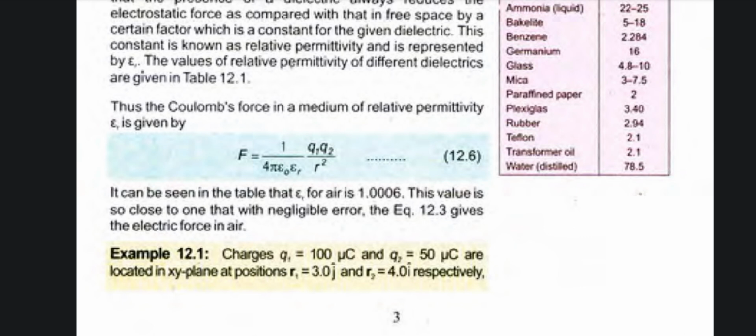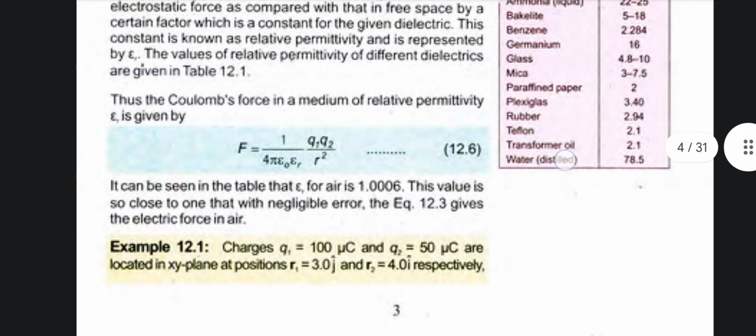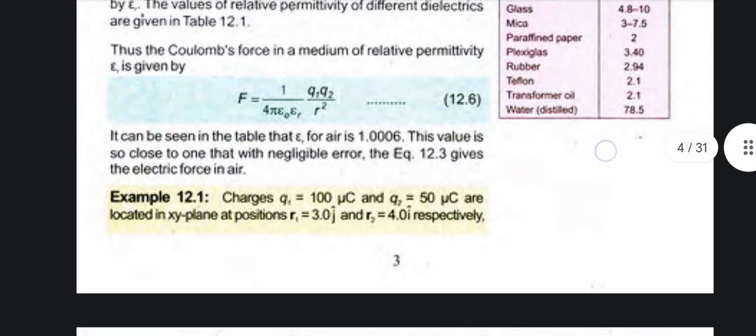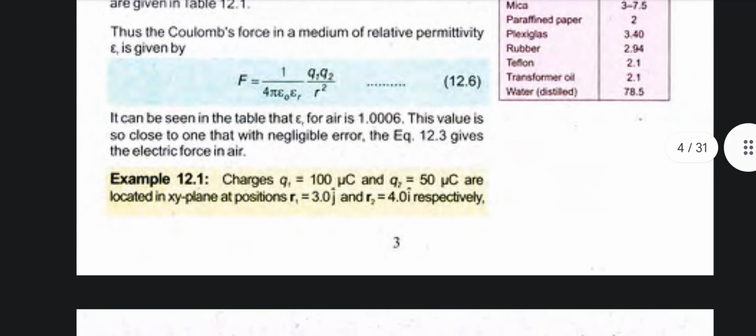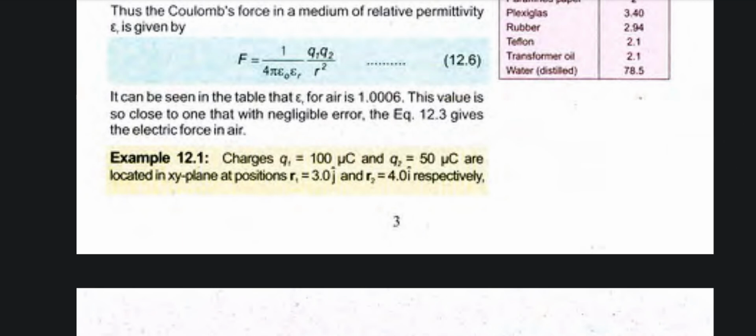Thus, the Coulomb's force in a medium of relative permittivity is given by F is equal to 1 upon 4 pi epsilon naught epsilon R Q1 Q2 upon R square. It can be seen in the table that epsilon R for air is 1.0006. This value is so close to 1 that with negligible error the equation 12.3 gives the electric force in air.